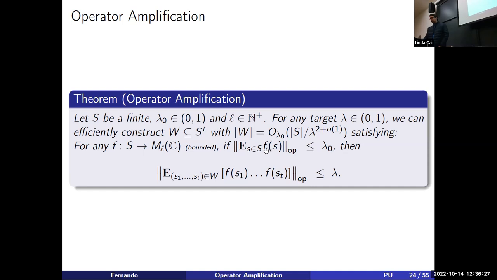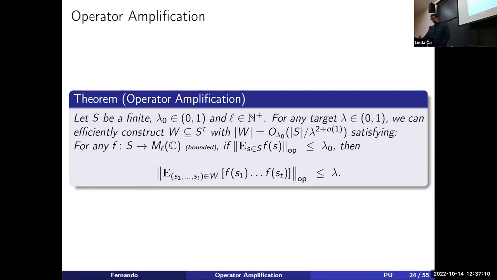If the average of this function gives us a matrix, right? You can ask that the operator norm, the largest singular value of this matrix, should be at most lambda naught. And if this happens, now we can evaluate over tuples. You are going to take products here. Those are matrix products, right? And this is going to be a new function on tuples, right? That are products of the original function. And you can ask about the operator norm, what happens to the operator norm? The operator norm is going to shrink, right? And notice if L is equal to one, the operator norm would be absolute values, right? And then you'd recover the Tashma scalar amplification. So this is the matrix version, the operator version of Tashma, okay?